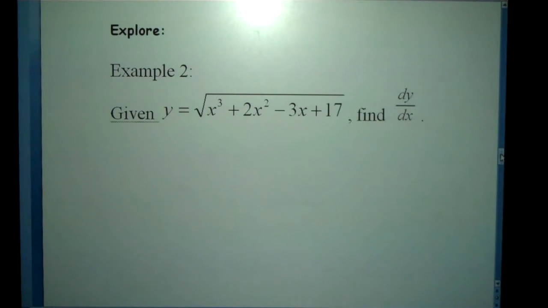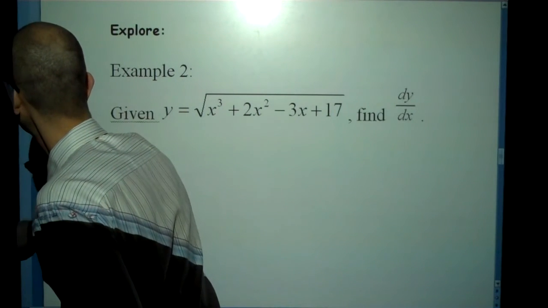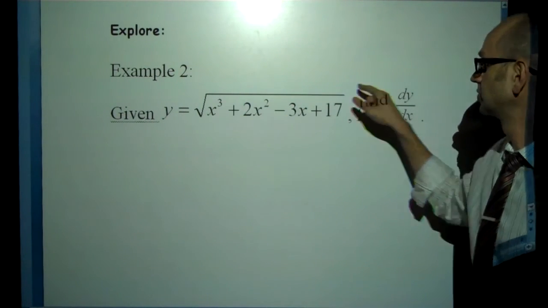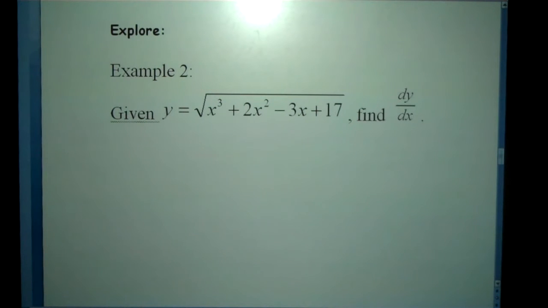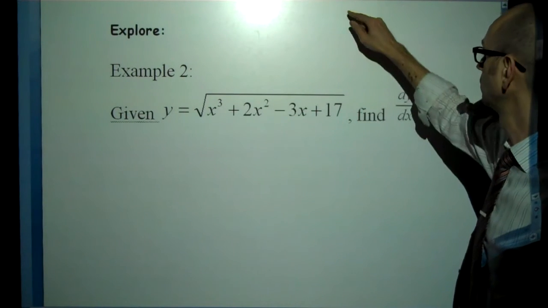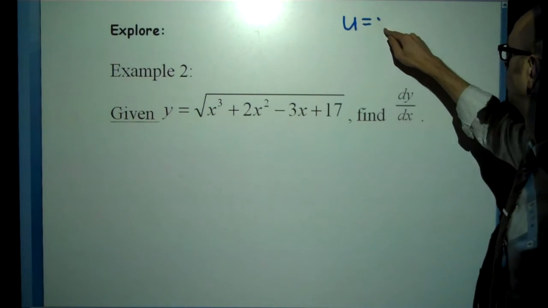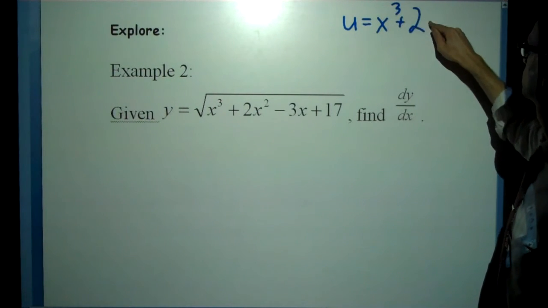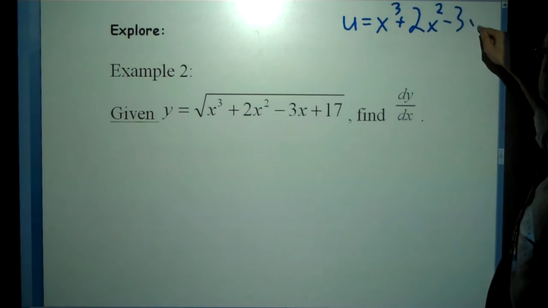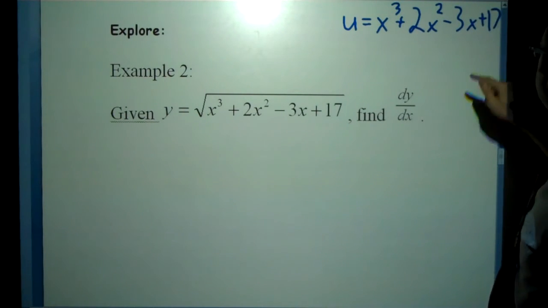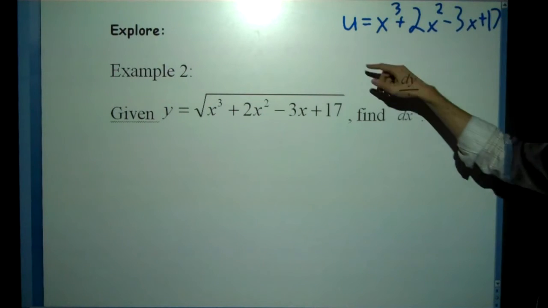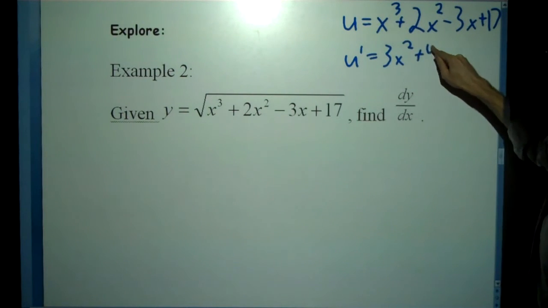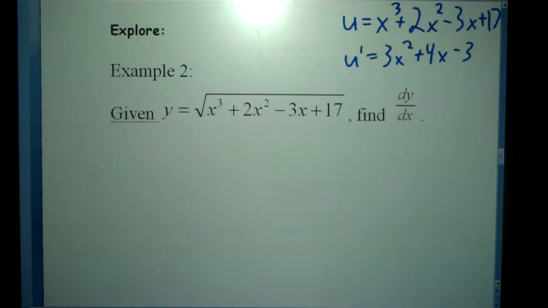All right, let's take a look at this one. So obviously our big picture is we've got a big square root going on. And so all of this stuff here, we can label u. U is equal to x cubed plus 2x squared minus 3x plus 17. We're eventually going to have to take the derivative of that stuff, so we may as well do that now. 3x squared plus 4x minus 3.